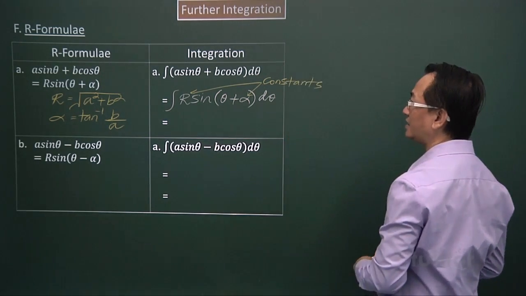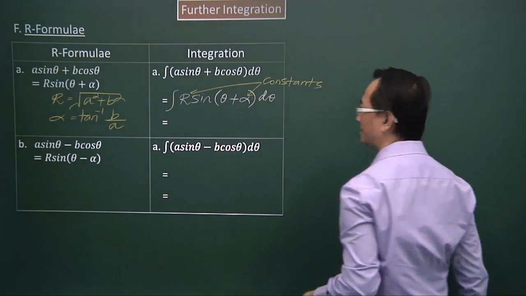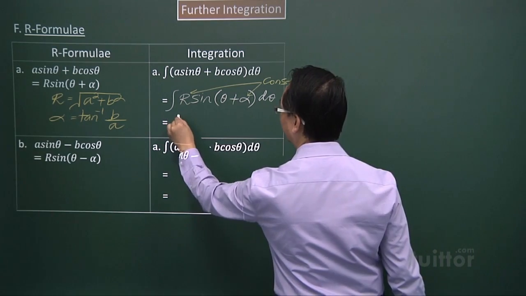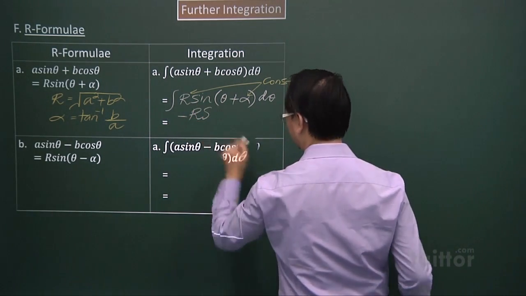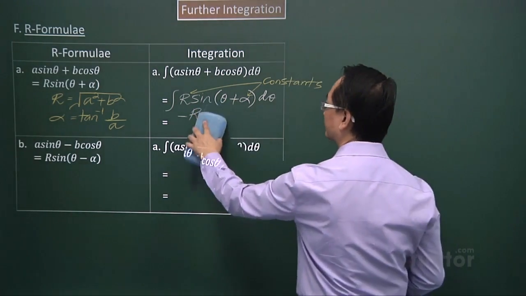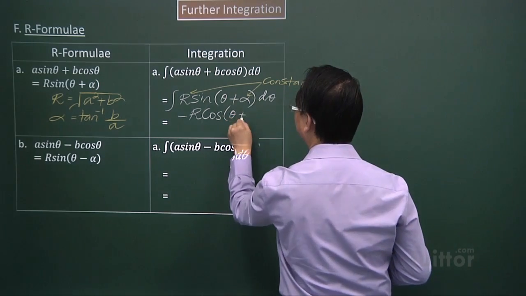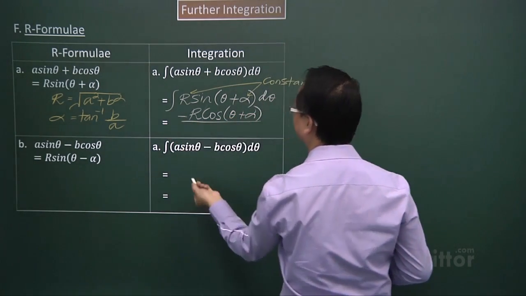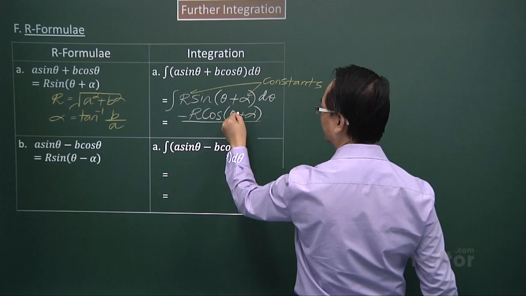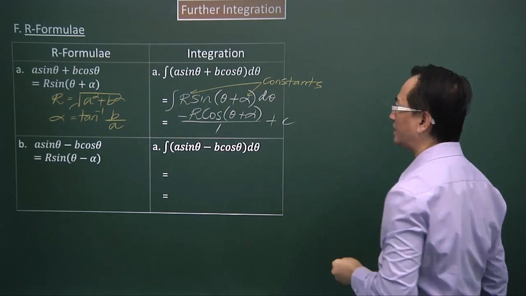So when we integrate these functions, we think in terms of just the sine. Integrating sine, we have negative cos. So negative R cos, and the angle over, when I differentiate the theta with respect to theta, I get 1. So plus c, the arbitrary constant.